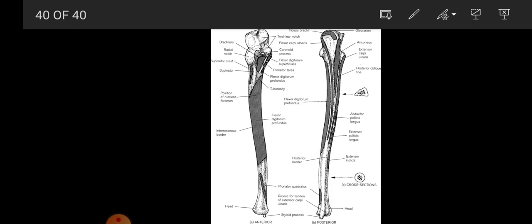Next exercise for your file is you have to draw this diagram, the well labeled diagram for the attachments of the ulna on the anterior as well as posterior surface. And for origin use orange color, and for insertion use sky blue color. Use only pencil colors, nothing else. So this completes our topic, the anatomy of the ulna.